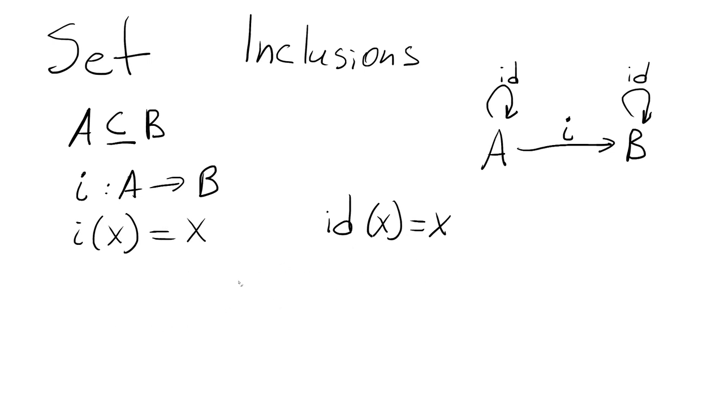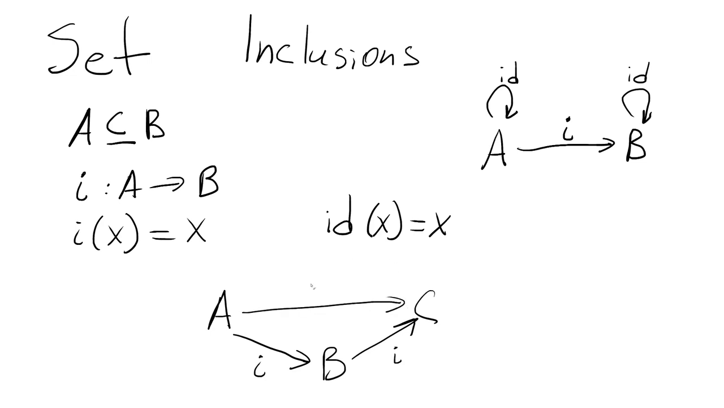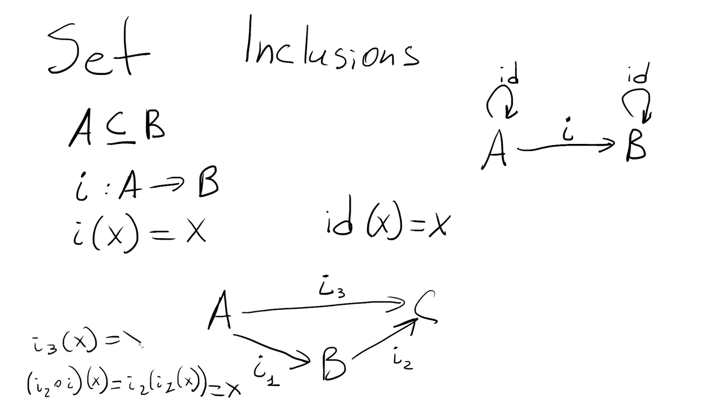Now, it is easy to verify that if you have two inclusions, then the composite inclusion is also an inclusion. And so this diagram commutes. Does this need clarification? Well, if we denote this with I1, this with I2, this with I3, then I2 composed with I1 of X would be I2 of I1 of X, which would just be X. And by the same token, I3 of X is just X. So on all inputs, these two functions give the same output. So they are the same function, and thus this diagram commutes.